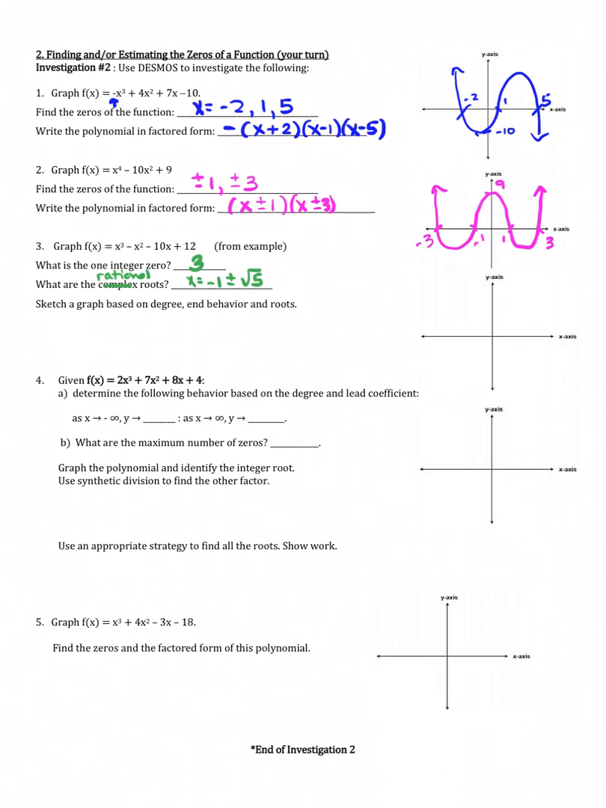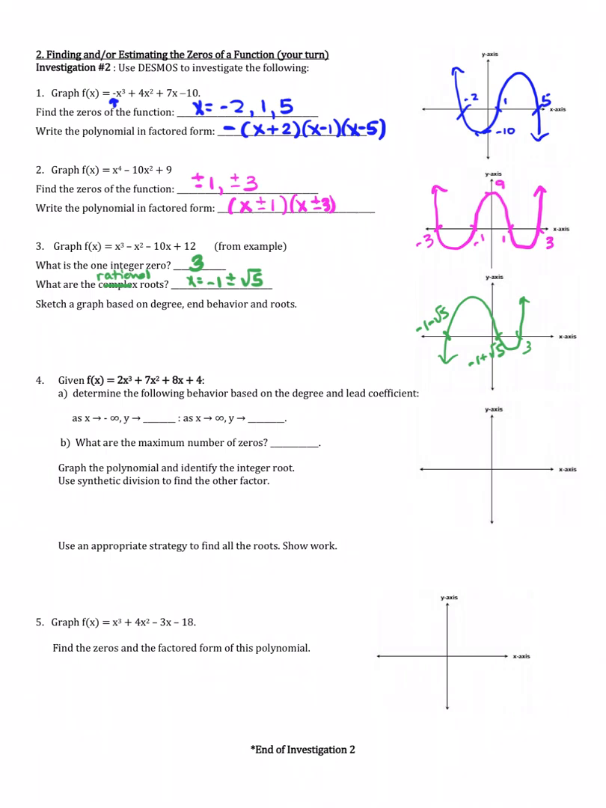And so sketching that graph, you'll still have your 2 roots. One will be at a positive 3. This one would be the negative 1 minus rad 5. This one will be the negative 1 plus rad 5. So sketch a graph with behavior and the roots. And we already did the synthetic and everything on the other.